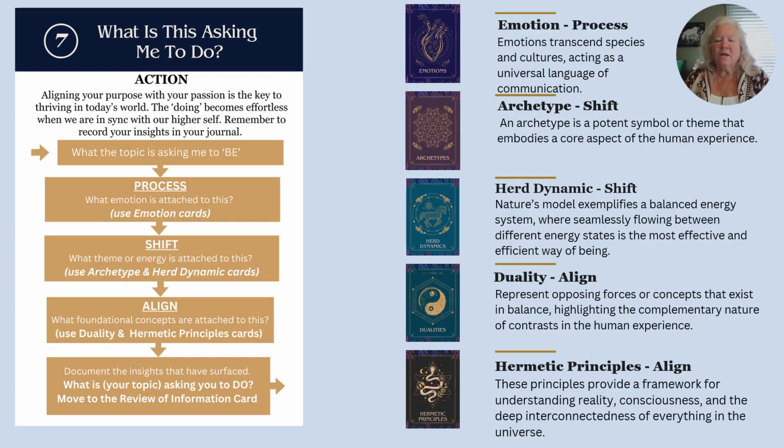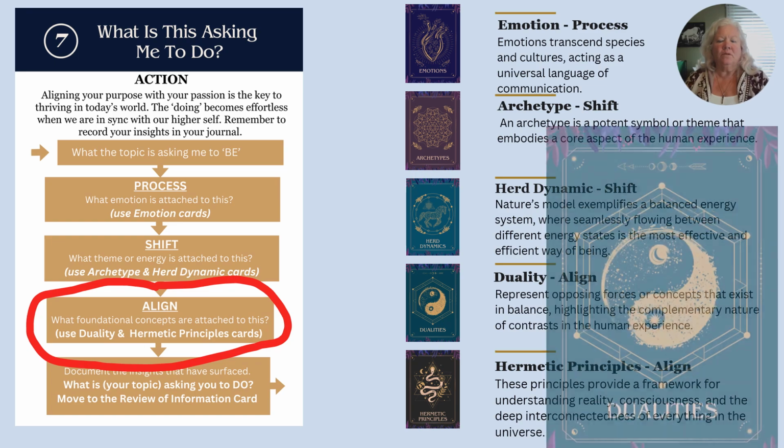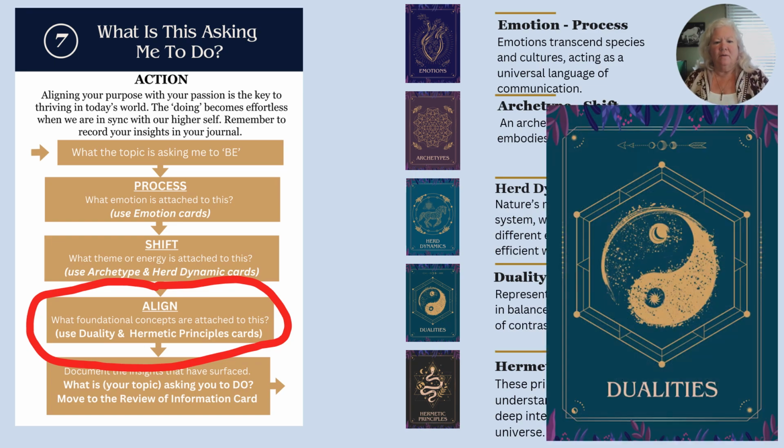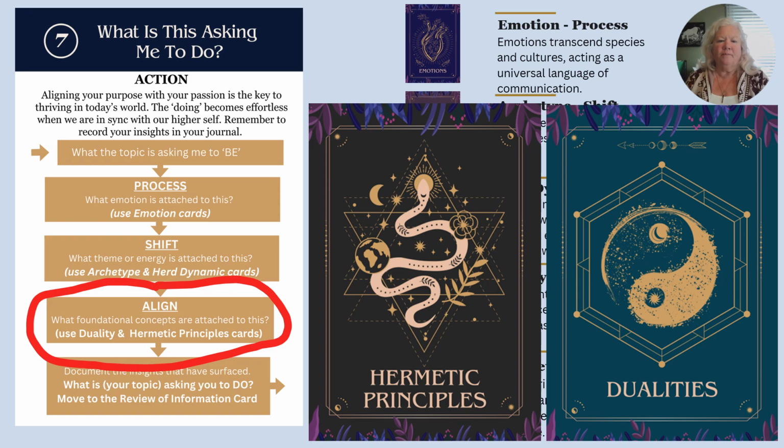All right, so the next piece is the alignment. In aligning, we use the duality cards and the hermetic principle cards. So this is what foundational concepts are attached to this topic. We'll be looking at the dualities, the ends of the spectrums, and then the hermetic principles, which are the philosophical ideas behind what this is asking me to do.